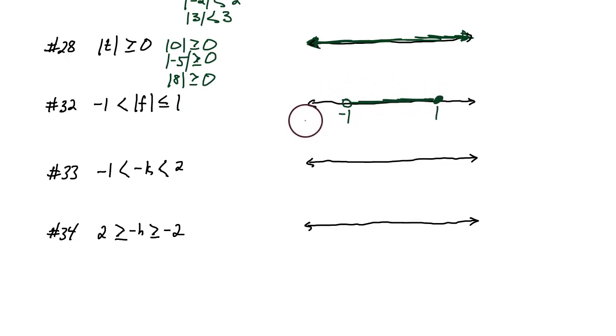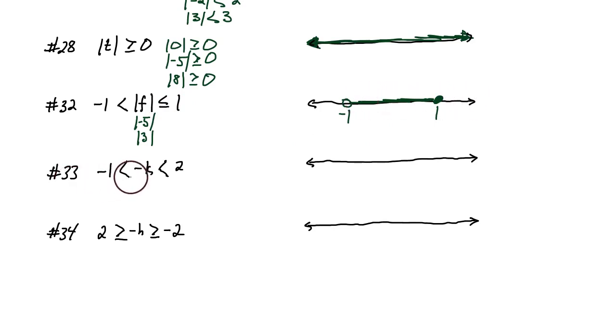But we can check if that's correct by trying a number to the left of negative 1 and seeing what happens. If we chose a number to the left of negative 1, such as negative 5, is it a solution to the inequality? Is the absolute value of negative 5 in between negative 1 and positive 1? No, it's not. So numbers to the left of negative 1 should not be shaded. What about numbers to the right of positive 1? For example, the number 3. Is the absolute value of 3 in between negative 1 and positive 1? No, it's not. So numbers to the right of 1 should not be shaded.